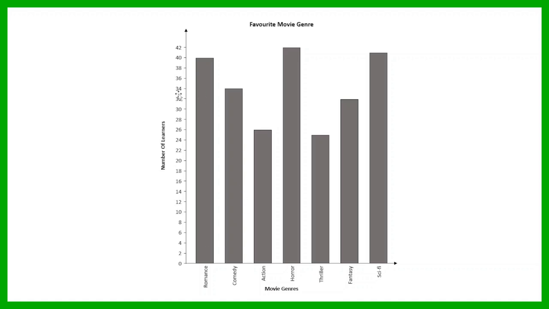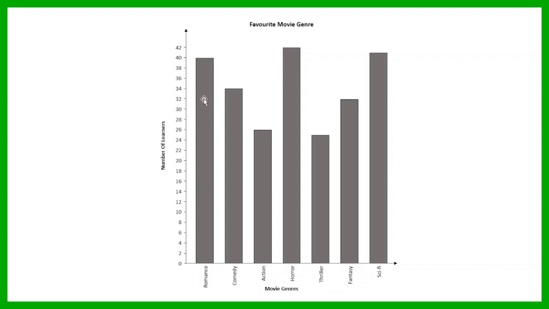Make sure that everything is labeled. Here I've got the heading or the title for my graph. I just called it favorite movie genre. Then on the side over here, I have labeled the axis: it is number of learners, and over here I've got the movie genres, and then each of the bars is labeled for the genre that it is representing.